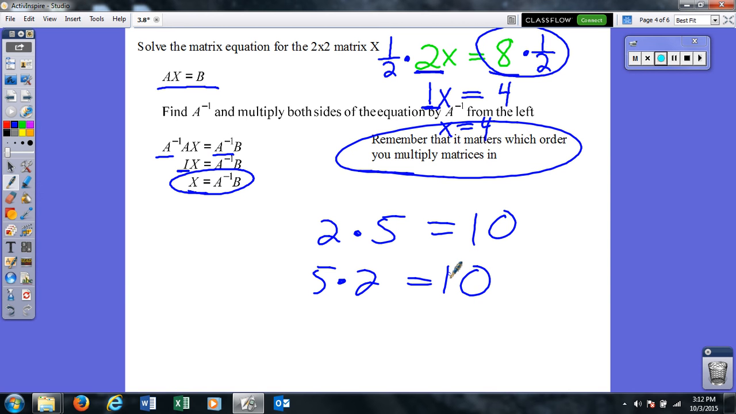If you have one matrix times another matrix and you multiply those out and get an answer, and then you switch them around and multiply them again, you will get a different answer. It really does matter which order you multiply matrices in. So when you're solving a matrix equation, it's very important that you always multiply your inverse on the left side of each side of the equation. Since over here we multiplied A inverse on the left side to get rid of A, we've got to multiply A inverse on the left side of B, not on the right side of B. If you multiply A inverse on the right side of B, you will get the wrong answer.